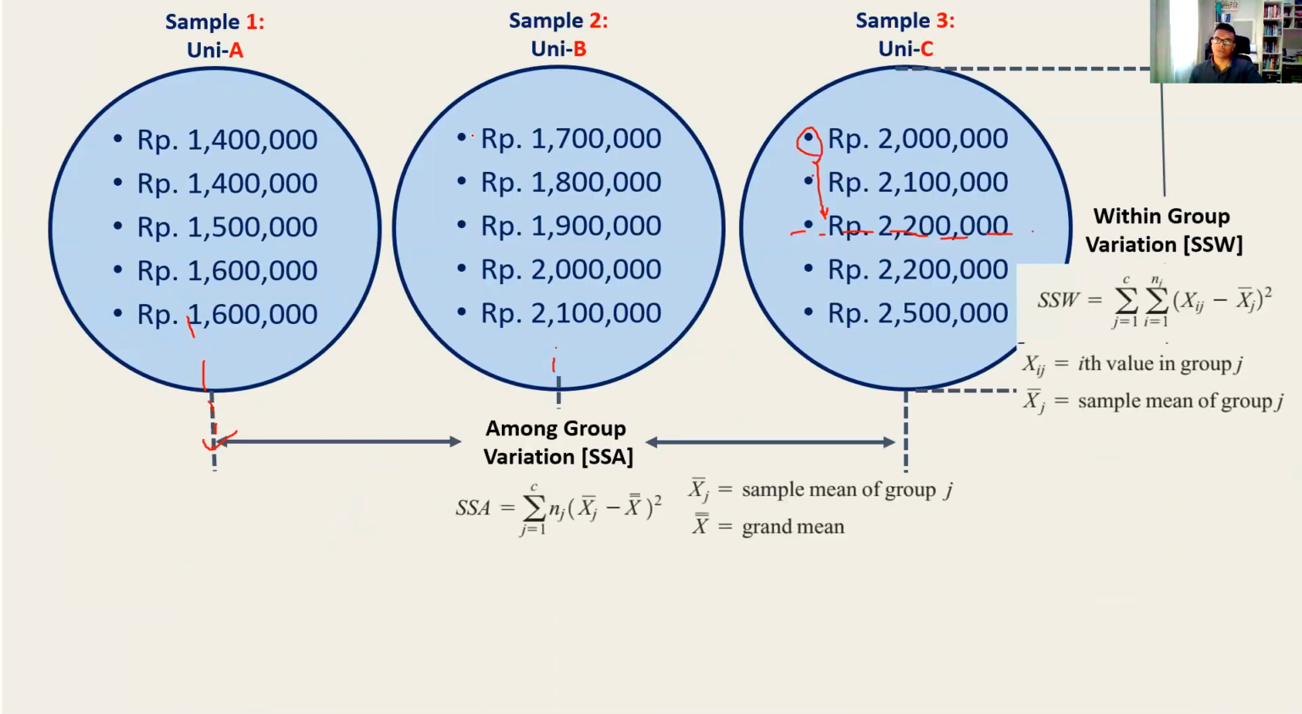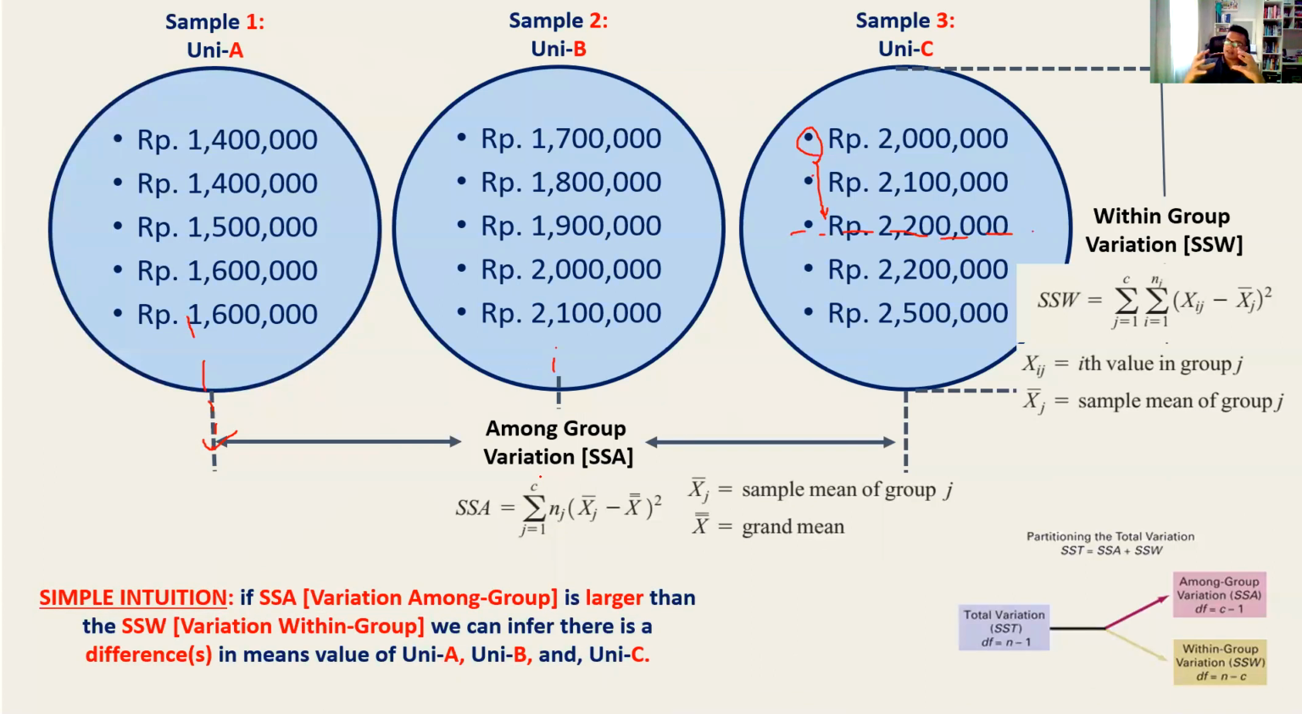So the basic intuition is: if the ratio between the among group variation and the within group variation is large enough, or if SSA is significantly larger than SSW, the within group variation, then we can infer there is a difference in mean value among universities A, B, and C. But if the ratio is small, then we can infer that the mean values of universities A, B, and C are pretty much similar.